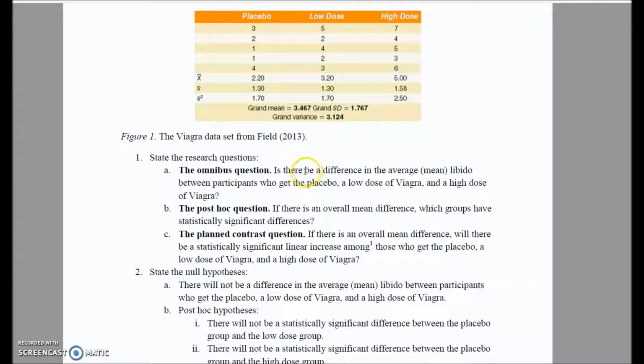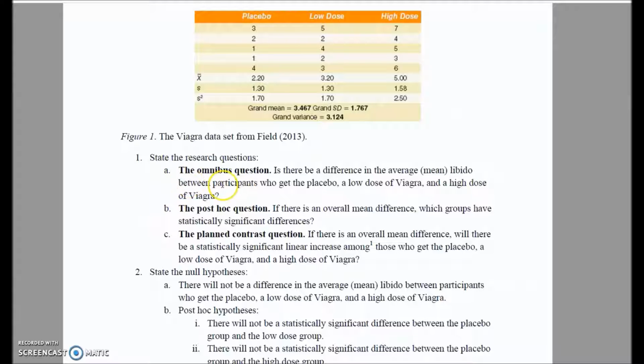Is there a difference? This is a mistake. There should be no B here. Is there a difference in average, that means the mean libido, between participants who get the placebo, a low dose of Viagra, or a high dose of Viagra? So is there a difference in the participants that have placebo, low dose, and high dose?